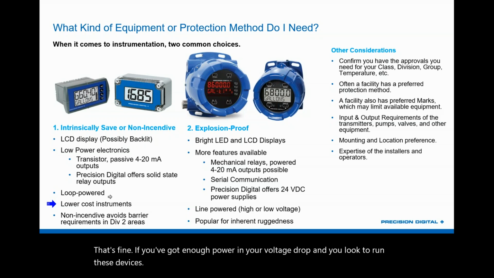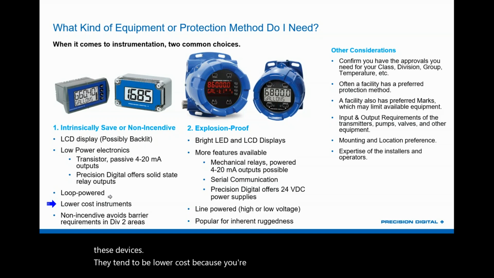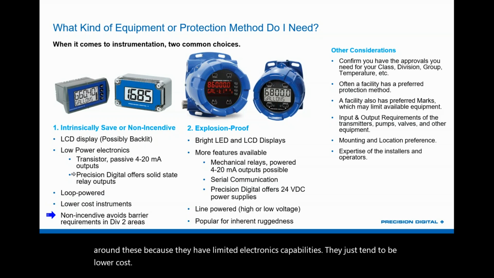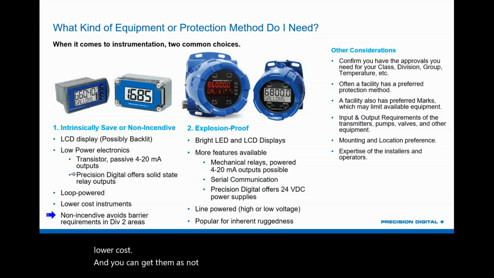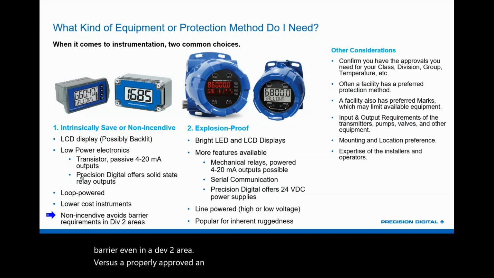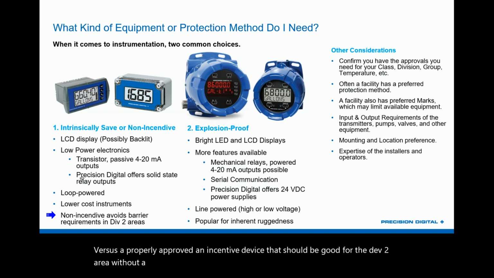They tend to be lower cost because you're not talking about an aluminum housing around these, and because they have limited electronics capabilities, they just tend to be lower cost. And you can get them as non-incendive, which is a nice factor because it avoids the barrier requirements for Div 2 areas. An intrinsically safe product is designed to work with a barrier. So something that is solely intrinsically safe is going to need that barrier even in a Div 2 area, versus a properly approved non-incendive device that should be good for the Div 2 area without a barrier. So something to keep in mind.